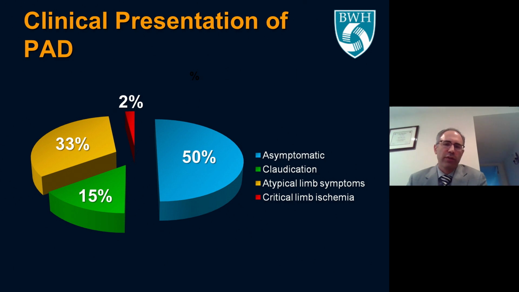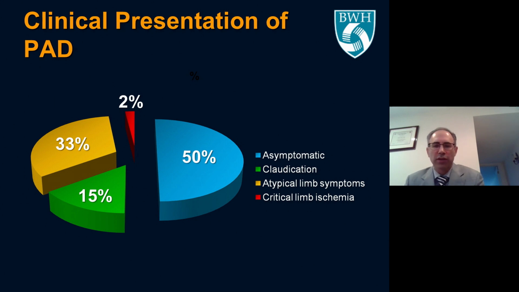The presentation of PAD can actually be one of the most challenging parts of the whole disease. What makes it challenging is patients describe their symptoms differently. So 50% of patients with actually objectively proven peripheral artery disease won't have any symptoms at all. 15% will tell us about what we consider to be typical claudication. So reproducible limb discomfort in a defined muscle group every time they do the same amount of exertion. 15% is not a lot.